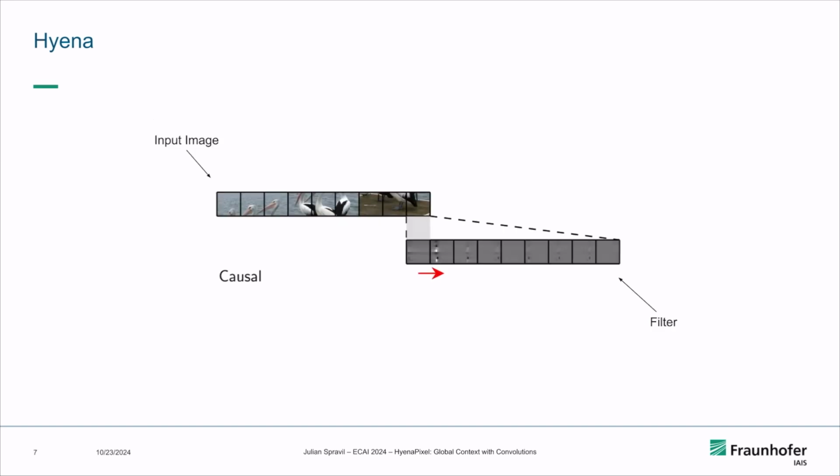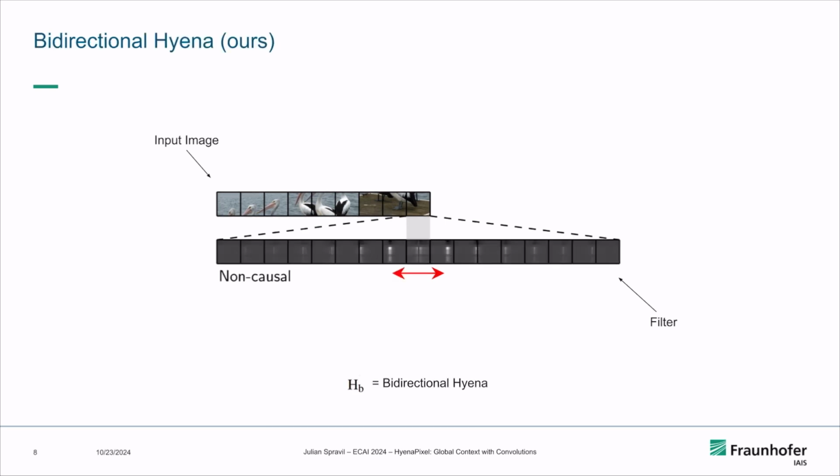If we visualize that, we see directly a problem. Here the first token in the input sequence can only be influenced by itself. This is maybe a good property for natural language processing, but it's not really great for vision applications. Therefore, we propose bidirectional Hyena by extending the filter into the other direction, and we update the window function to have an exponential decay to both sides and the highest value in the center.